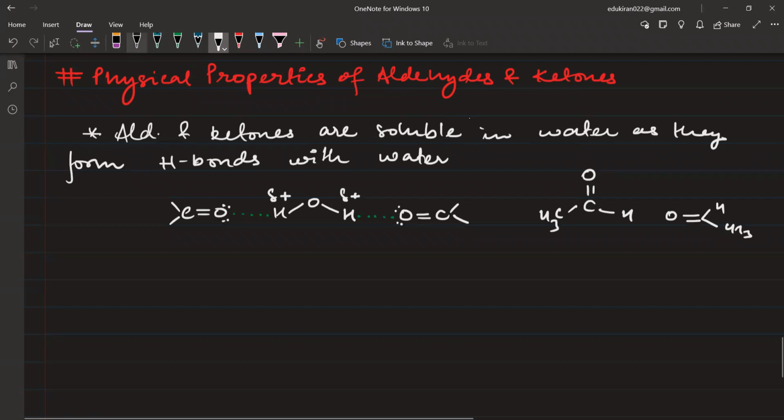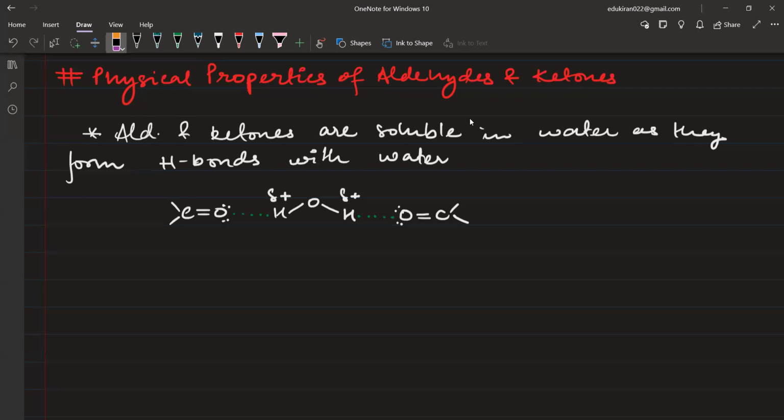So aldehydes do not have hydrogen bond within themselves. Similarly, ketones also do not have any hydrogen bond within themselves. But when we add them in water, they form hydrogen bond. Related to this was a question in your solution chapter also, with respect to acetone and chloroform. Acetone on its own does not have any hydrogen bond. Similarly, chloroform on its own does not have any hydrogen bond. But when you mix them, they form a hydrogen bond, and that is why they are azeotropes.